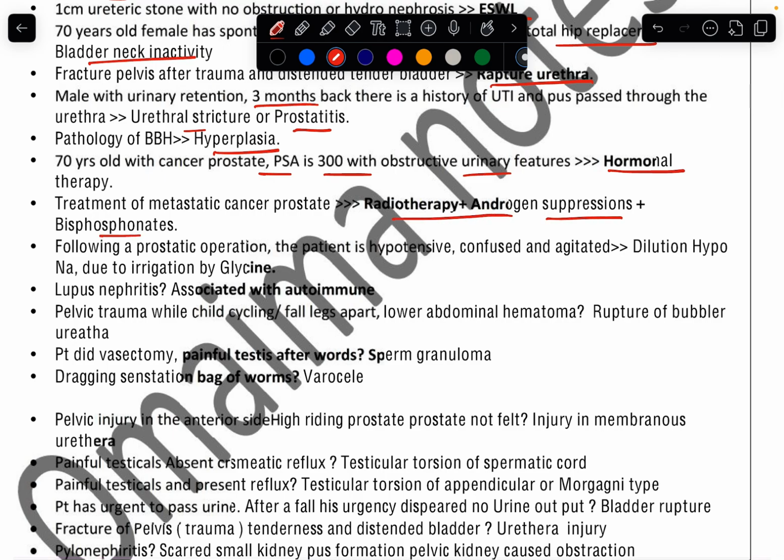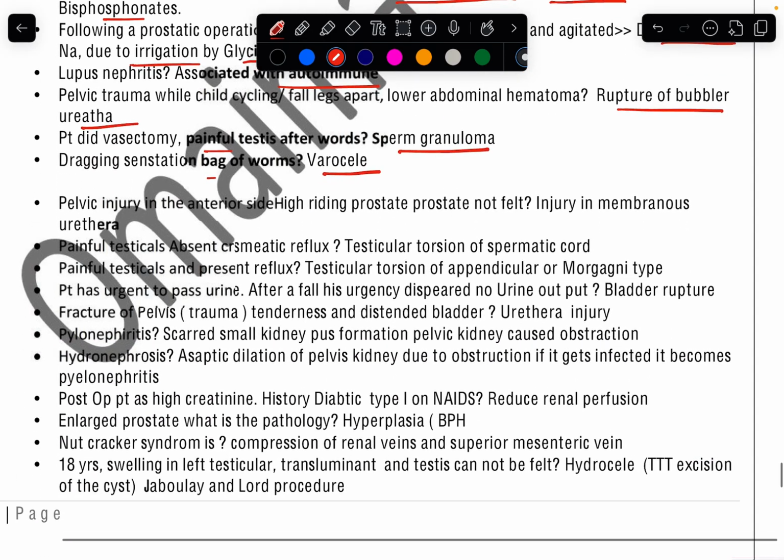Following prostatic operation, patient is hypotensive, confused, and agitated: dilutional hyponatremia from irrigation. Lupus nephritis is autoimmune disease. Pelvic trauma with child cycling, falls leg apart. This is rupture of the bulbar urethra. Patient did vasectomy, this is sperm granuloma. Dragging sensation, bag of worms is varicocele. Pelvic injury in anterior side, high riding prostate is membranous urethra.